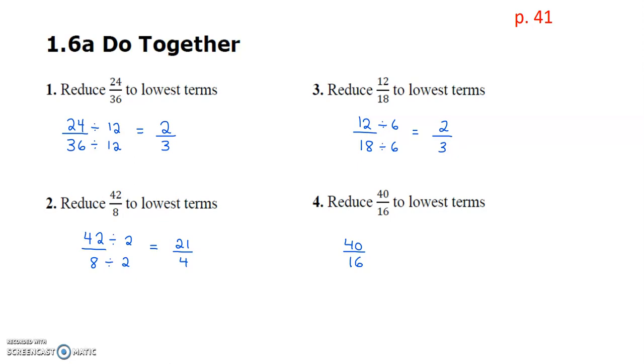Can I make more than a 4? I can. I can divide these both by 8. But again, if you divide by 2, if you divide by 4, that's totally fine. You just keep going. 40 divided by 8 is 5, and 16 divided by 8 is 2. So lowest terms is 5 over 2.